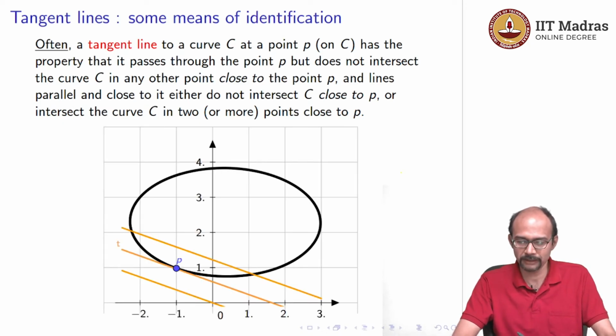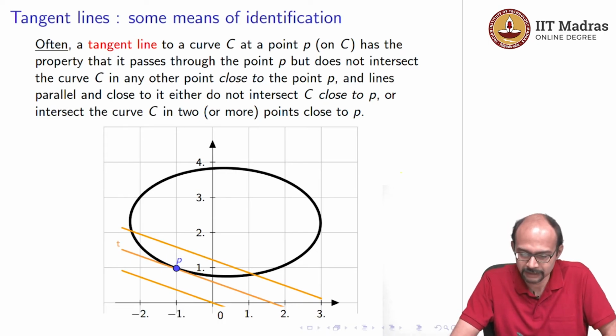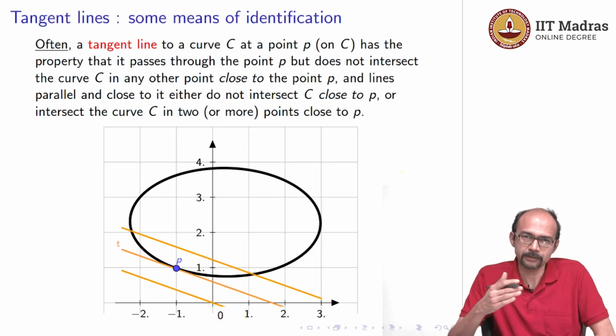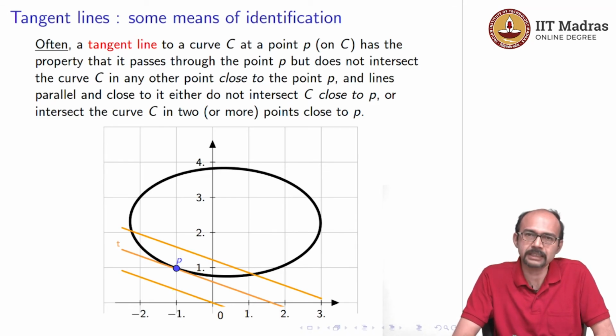What do I mean? The picture is probably a better explanation. So here is your point P, this is an ellipse, and let us say we have chosen a point on that ellipse P, and this line T is your tangent line. Okay. So this line T does not intersect the ellipse anywhere close to this point P. In fact, it does not intersect the ellipse at any other point. Okay. But if you move this line T a little bit parallelly, then either it does not intersect this ellipse at all, which is what is happening to that line below, or it intersects it in more than one point, so several points.